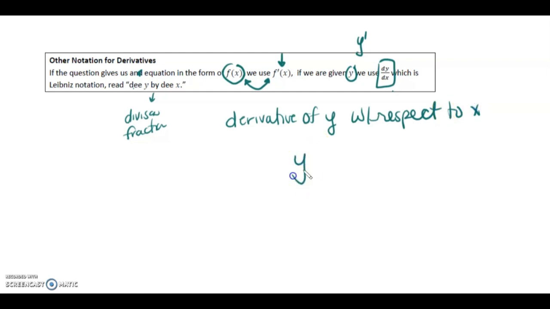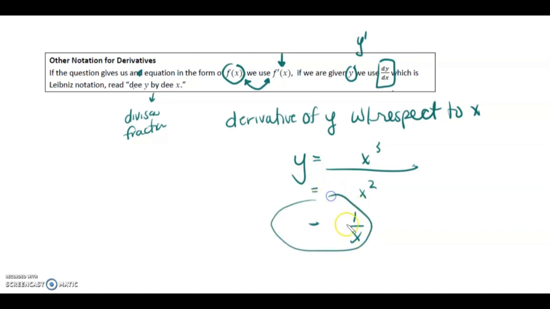Okay, and that just means that we have some y equation with an x over here. So it could be x cubed, x squared, I don't know, 1 over x, whatever it is, we have some y equation with respect to x, and dy by dx is just the derivative of that.